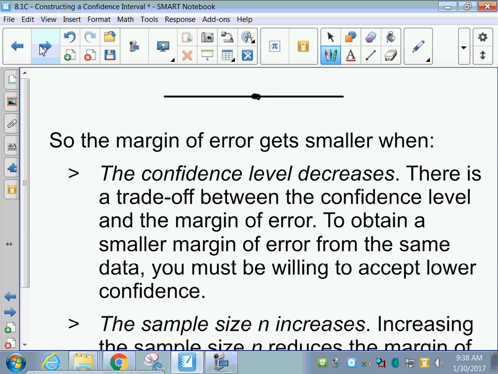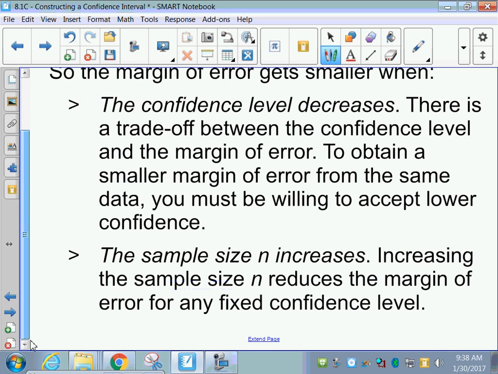All right. So the margin of error, which is this distance right here, gets smaller when the confidence level decreases, right? There's a trade-off between the confidence level and the margin of error. To obtain a smaller margin of error from the same data, you must be willing to accept lower confidence. Or if the sample size n increases, increasing the sample size n reduces the margin of error for any fixed confidence level.